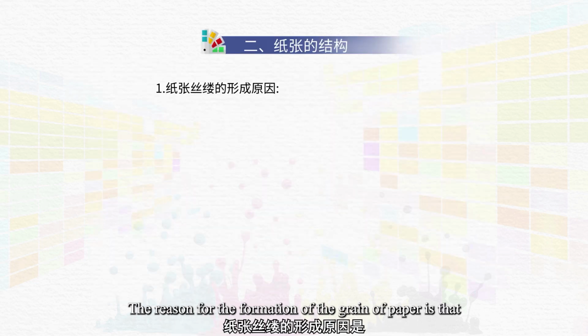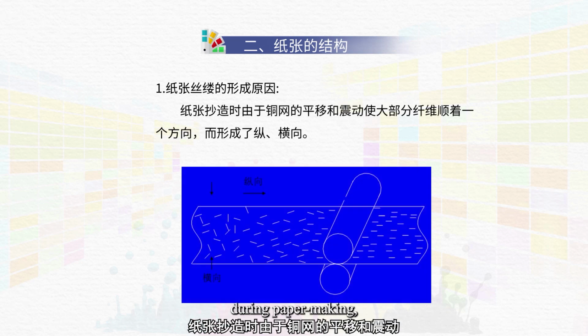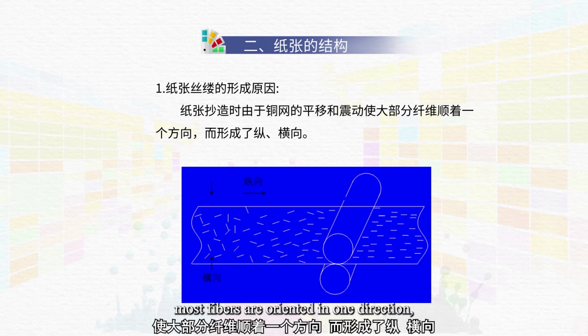The reason for the formation of the grain of paper is that during paper making, due to the translation and vibration of the copper mesh, most fibers are oriented in one direction, thus forming the longitudinal and transverse directions.